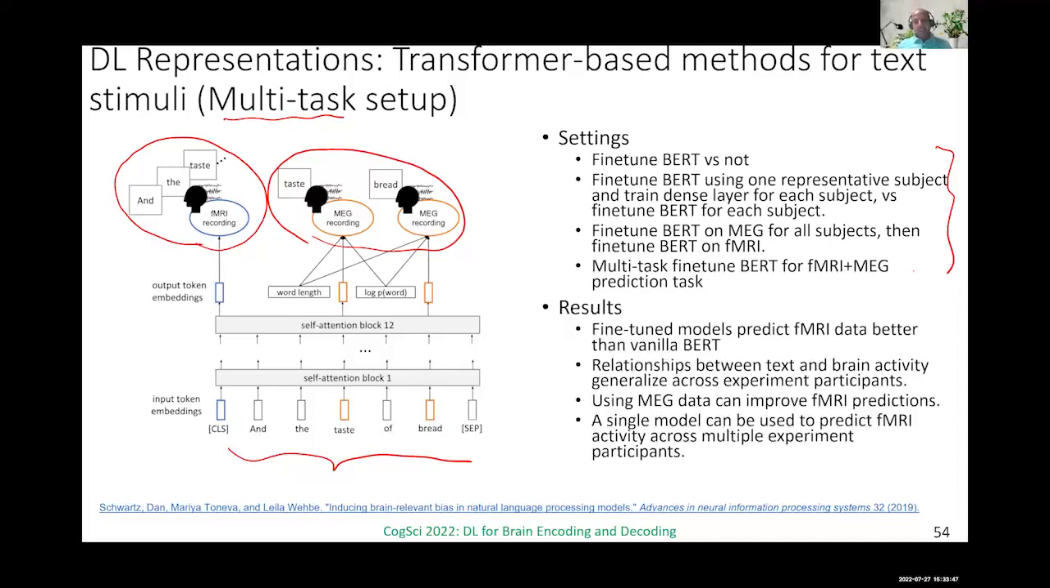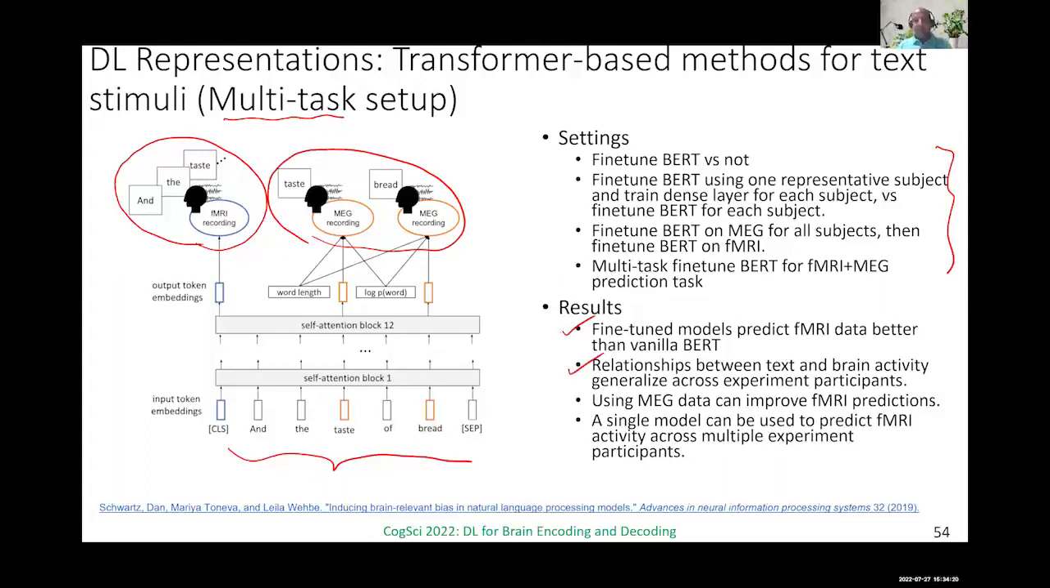Okay. So that's that. Now, there are very interesting results in this paper talking about how fine-tuned models predict fMRI data better than vanilla BERT. So fine-tuning helps, fine-tuning on the particular data set. With vanilla BERT, you basically just give the sentence, use the representation, and then try to predict the fMRI. Better than that, you actually fine-tune it on some sentences and fMRI training data, and then test it on other fMRI pieces, other instances.